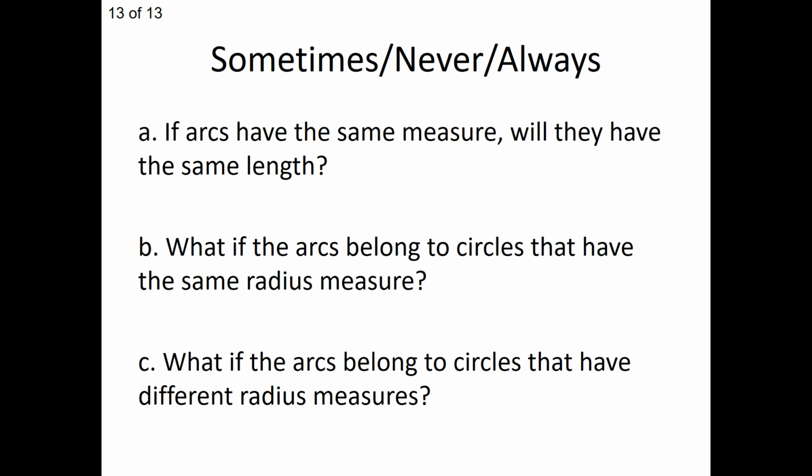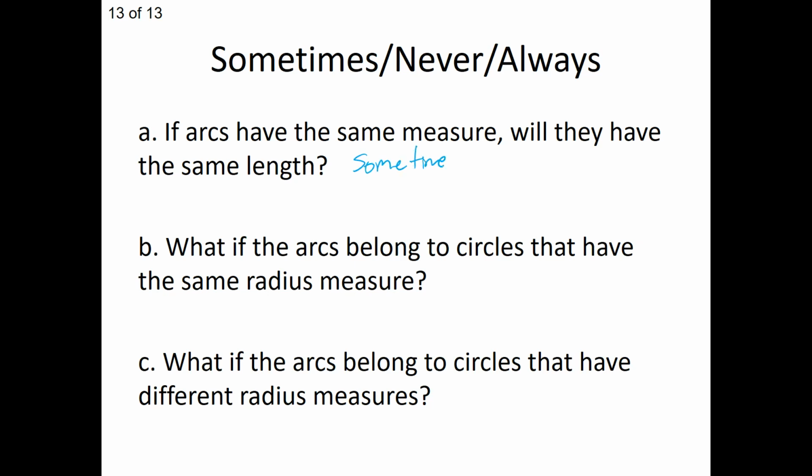So in part A, if arcs have the same measure, that means they have the exact same rotational value. That means their central angles are equal to each other, right? Equal central angles. Will they have the same length? Well, that is actually going to be a sometimes situation.